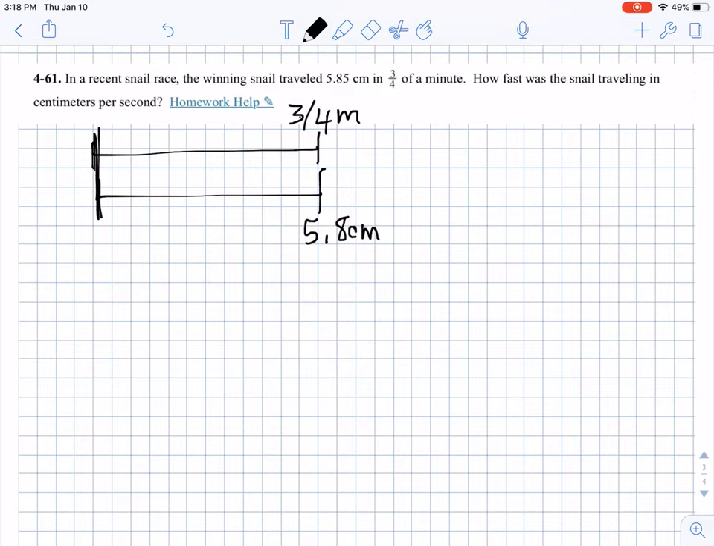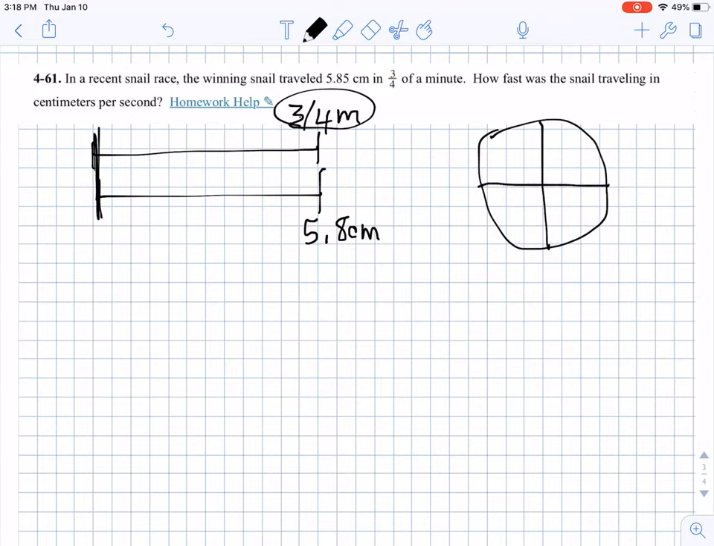In 1 second. So how many seconds are in 3/4 of a minute? That's what we have to think about. So if you have a minute, and you know a minute goes around in a circle, right? So the second hand goes around the whole time, right? So if the second hand goes here, here, here, this is 1, 2, 3/4 of a minute. So 4/4 of a minute would be 60.